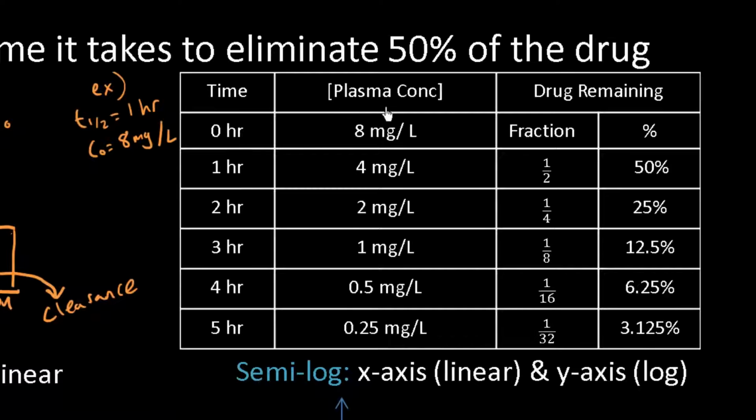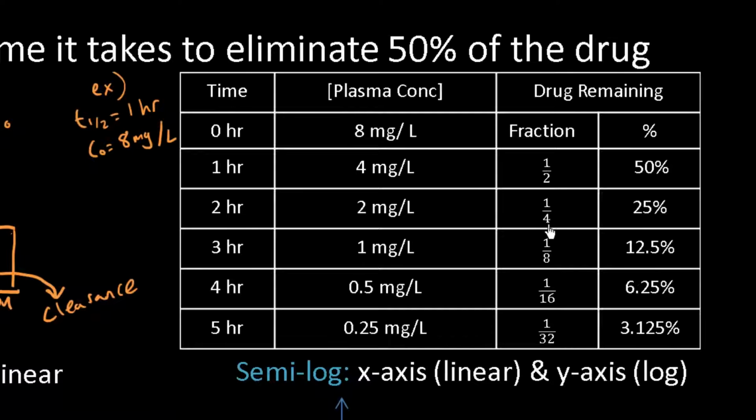So let's look at the plasma concentration. If I started at 8 milligrams per liter, after 1 hour I expect to be at 4, and after another hour I expect to be at 2, and then at 1, and then at 0.5, and then at 0.25. Now moving on over to the right here, this part is a little more interesting. We have the amount of drug that is remaining, and I listed it as fractions and also as a percentage. So after 1 half-life, we expect 1/2 of the drug to be remaining.